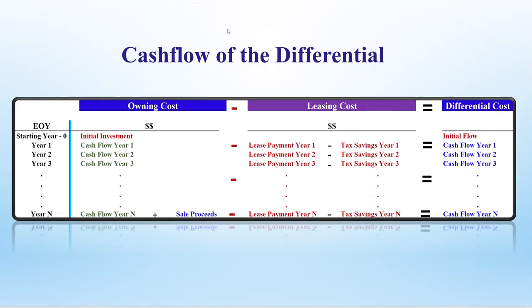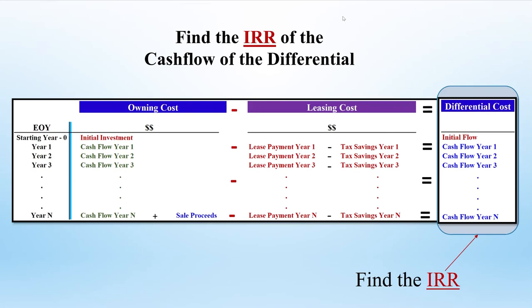So at the beginning, I did say that this is the cash flow of the differential. And when I say differential, then I'm looking for a difference. And the difference is basically the difference between the cost of owning and the cost of leasing. So we had the cost of owning as previously depicted and as discussed. And we have the cost of leasing. So we subtract the cost of leasing from the cost of owning to come up with the differential cost. And once we have the differential cost, we have a beginning and we have an end, so therefore we can come up with an internal rate of return.